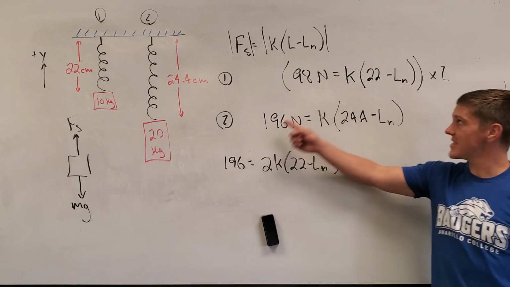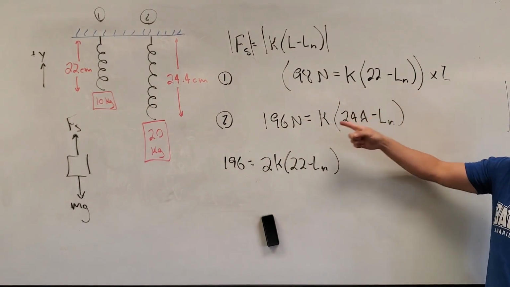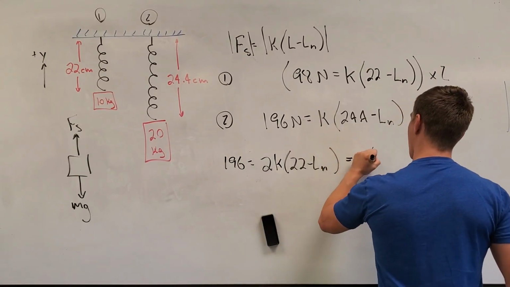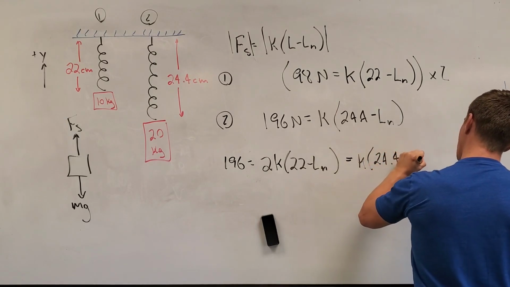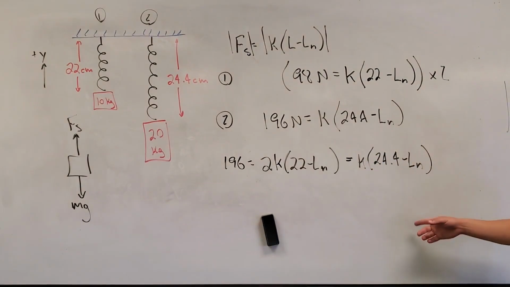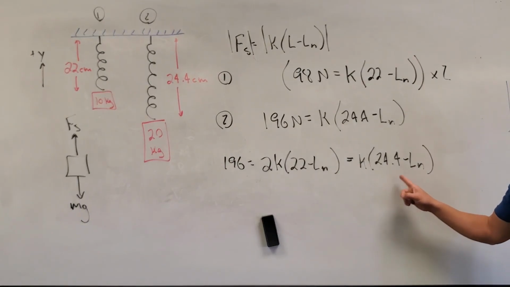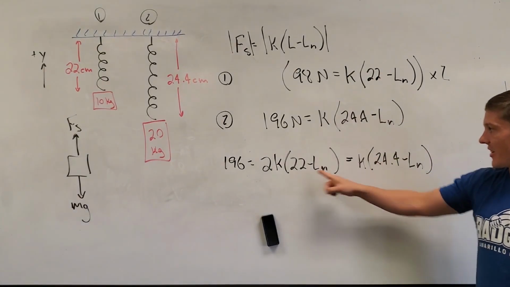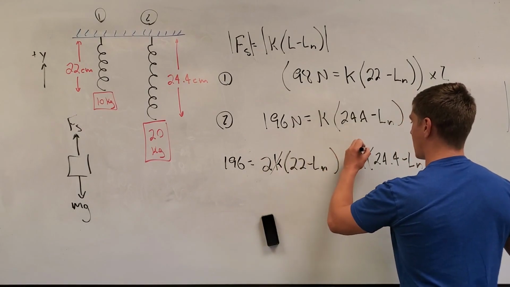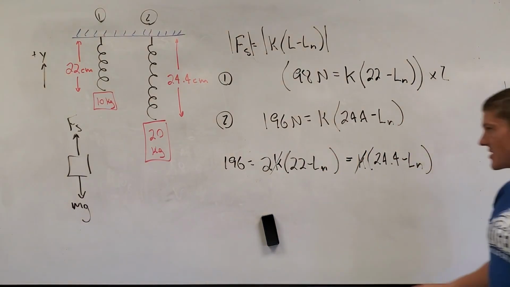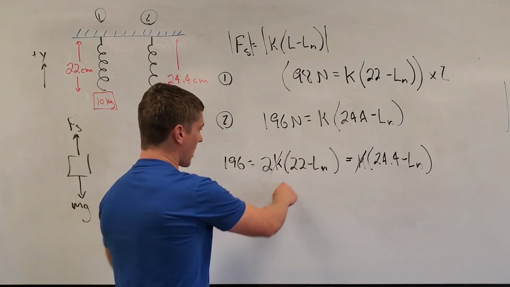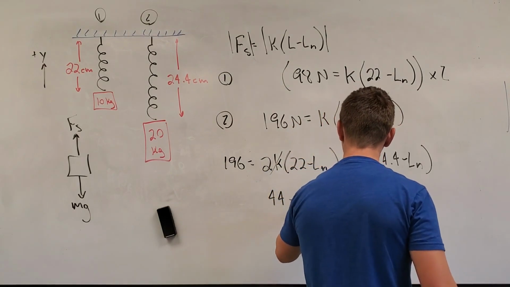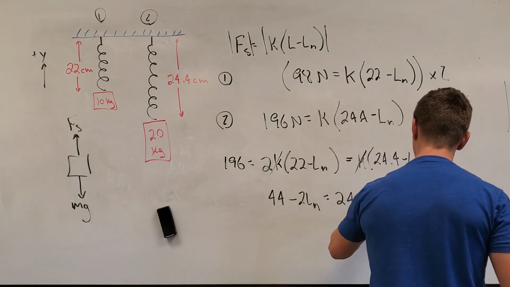Okay, 196, that's the 2 times this top equation. This bottom equation is also equal to 196, so I end up getting a k times 24.4 minus natural length. Now I have an equation. You think I have one equation with two unknowns, but luckily for me, because we were clever in how we solved this system of equations, now I have a k on the left and a k on the right, so my k's cancel out. So now we can say that this just becomes 2 times 22 is 44, minus 2 natural length is equal to 24.4 minus the natural length.